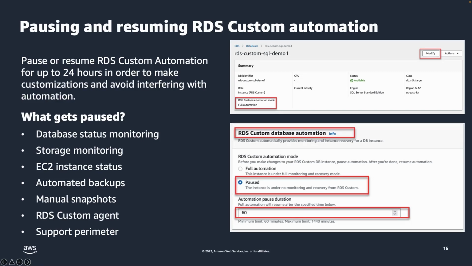And when your RDS instance is in pause state, it basically pauses the RDS Custom automation. That includes database status monitoring, storage monitoring, EC2 instance status, automated backup, manual snapshots. And you can pause the automation instance up to 24 hours, which is more than enough to perform major or minor change on the RDS Custom instance.